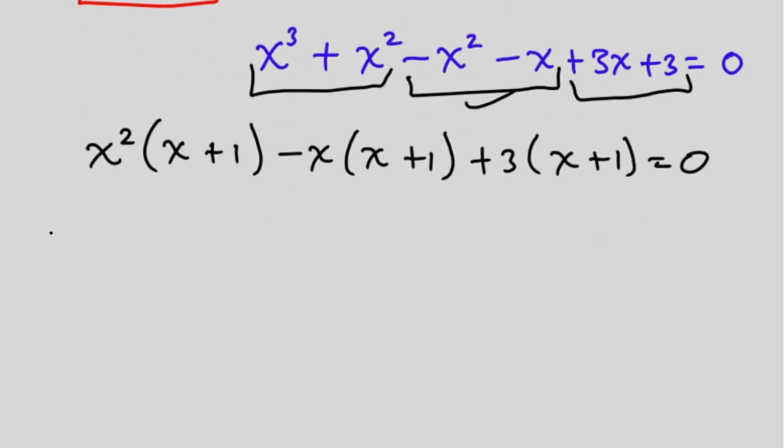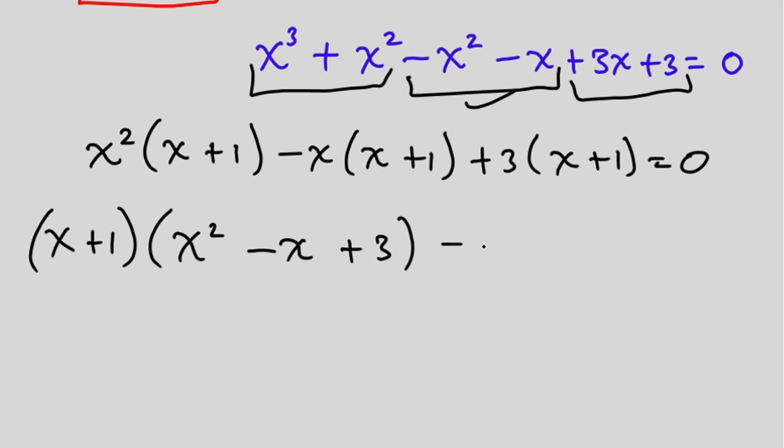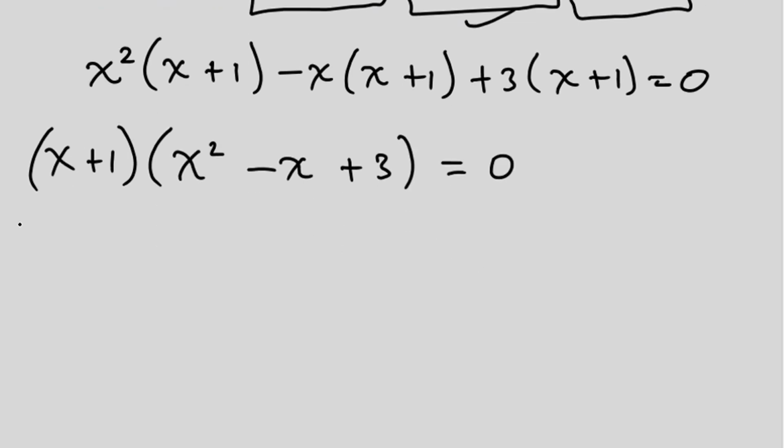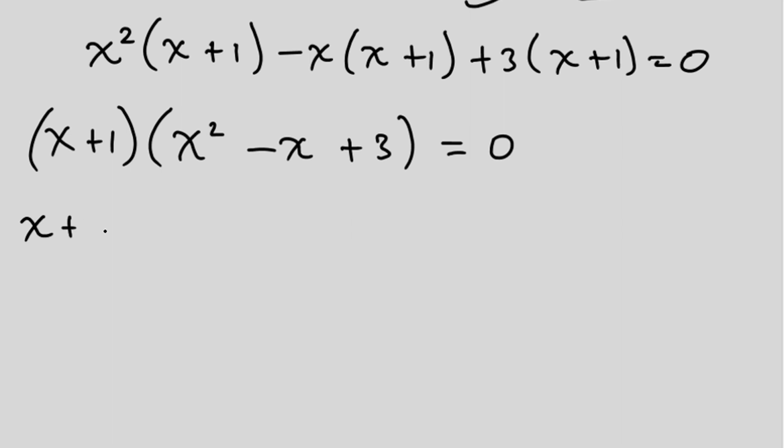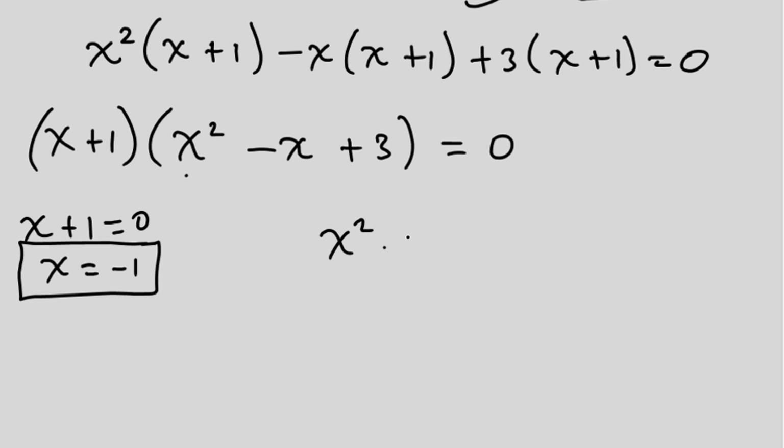Looking at this equation, you can see that x plus 1 is common, so let's take it out. And inside, we are left with x to the second power minus x plus 3 is equal to 0. Just like we did before, we can say that x plus 1 is equal to 0 and x is equal to negative 1 as one of the solutions. Then with this equation, we have x to the second power minus x plus 3 is equal to 0.